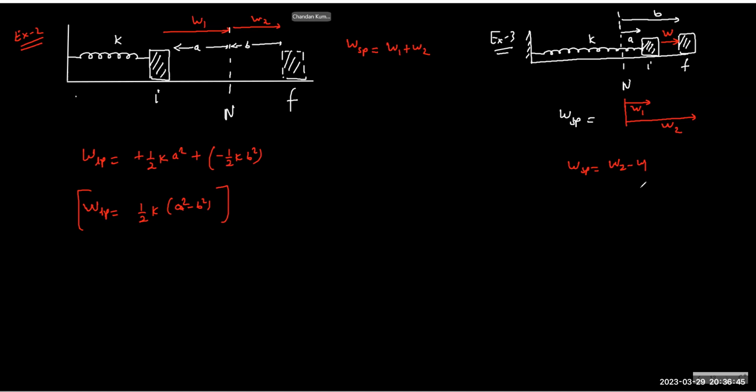So whether you try to find W1 or W2, tell me guys, the work is going to be positive or negative? Negative. Excellent. So for W2, what should I write? Minus half K B square. Minus half K B square. Very good. Minus. And what about W1? Minus half K A square. Very good.